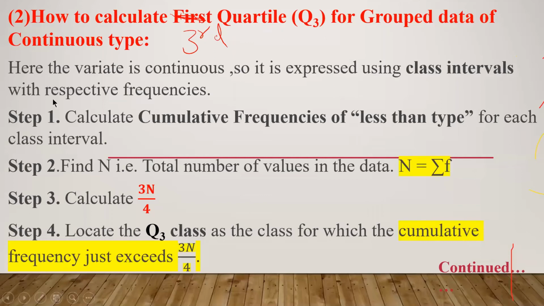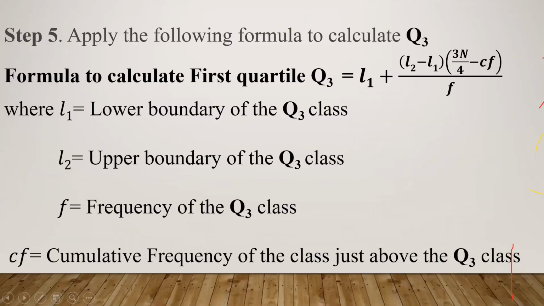First step is what? Calculate cumulative frequencies. What is the second step? Find n. This is common. Now what is the third step? You are calculating Q3, so you have to find out 3n by 4. Then you locate the Q3 class as the class for which the cumulative frequency just exceeds 3n by 4, and the rest is similar. Then apply the formula for Q3.